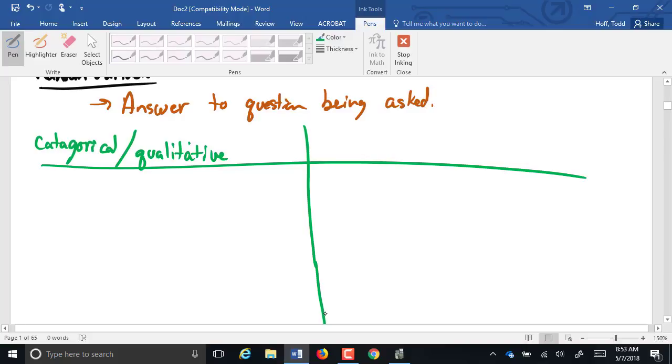What's your favorite color? Well, whatever color you pick puts you in the category of people that like that color. What candidate are you going to vote for? Candidate A or candidate B? Well, again, it puts you into a category. Any yes or no questions put you into a category.